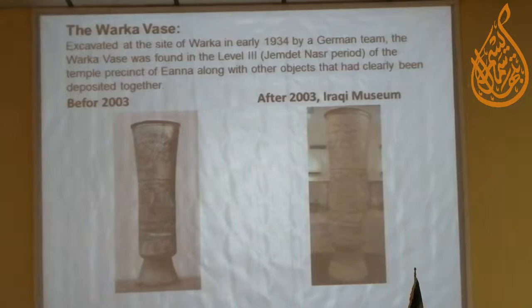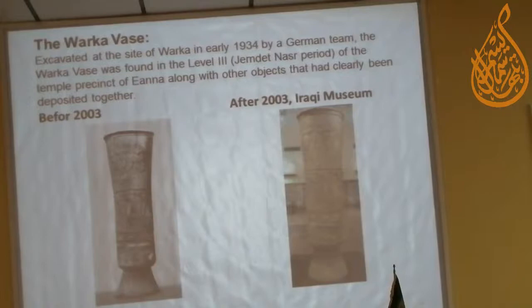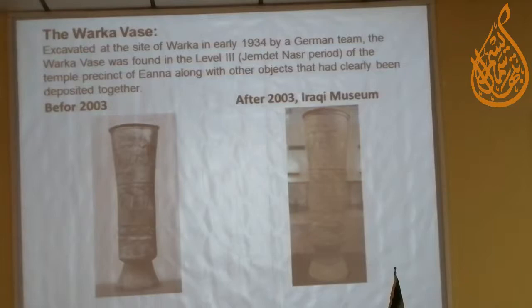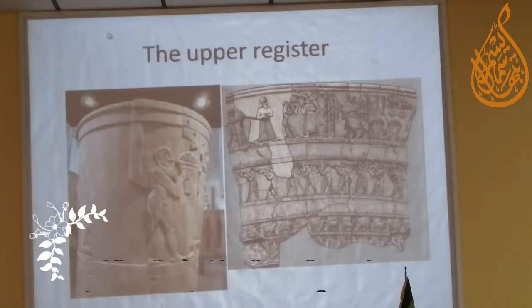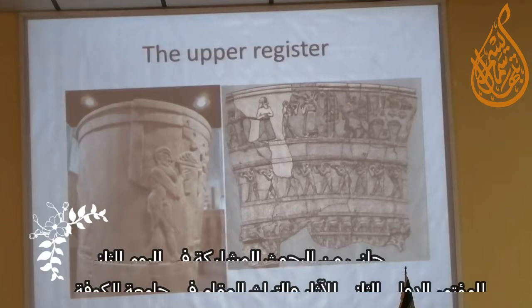Lower here we can see canal water, and above that plants, maybe barley, and animals, goats, and here a naked man. In the upper register is Inanna, the goddess, here. Inanna the goddess with some naked person and the bearded man.